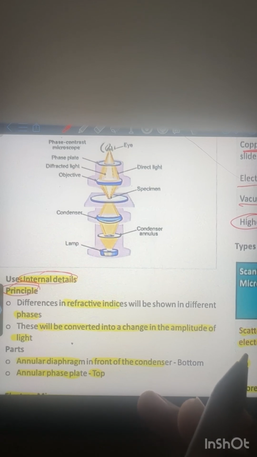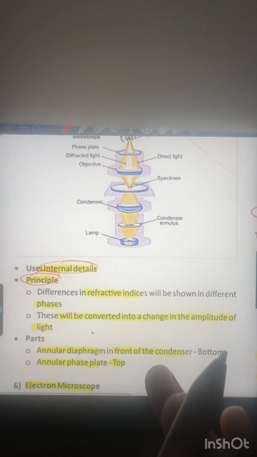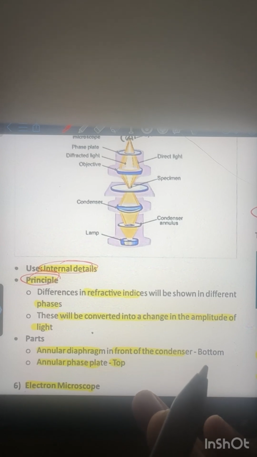So you can see over here, how will this be different from any normal microscope? Because I can see something known as a condenser annulus that has been placed over here. Some different ring has been placed in front of the condenser, and there is a phase plate that has been added.